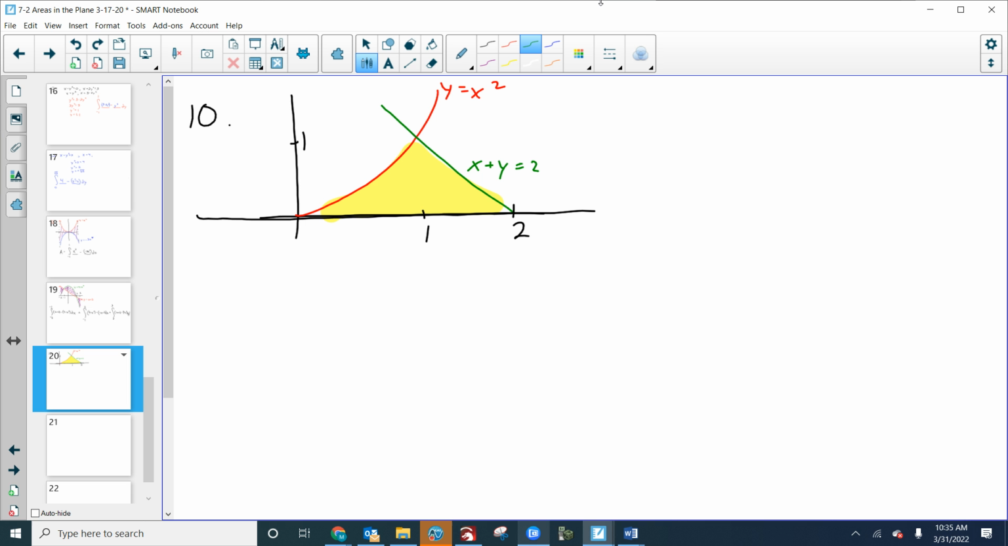All right. Here's number 10. Number 10 was actually graphed for you in the book. In case you don't have your book with you, it's graphed for you. That green line is x plus y equals 2. That red curve is y equals x squared. We've got that yellow region we're going to calculate the area of.